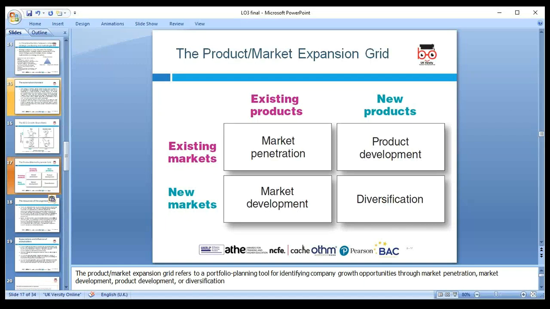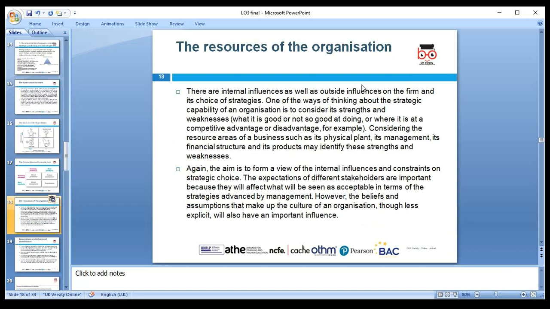Existing product into new market is called market development. Maybe the product, according to the product life cycle, is at a decline stage here. New product in the existing market is called product development. And if you are looking at a new product into a new market, that's diversification. So these are the strategies we can use to make our business more sustainable. And those are the marketing strategies we can use.